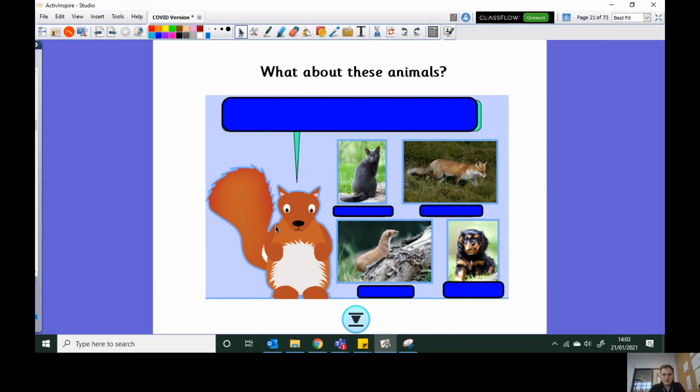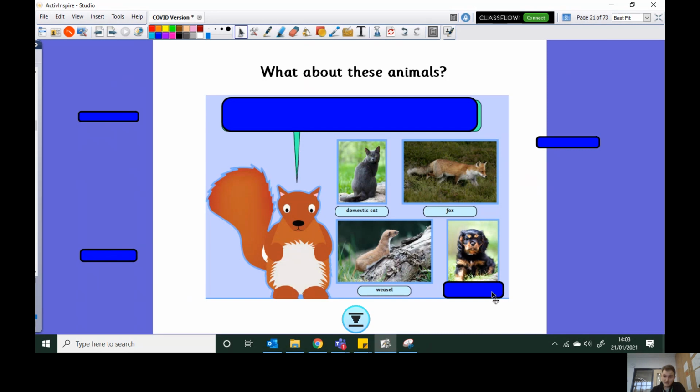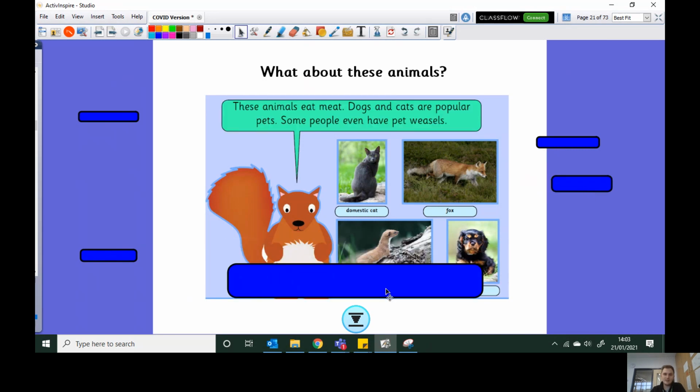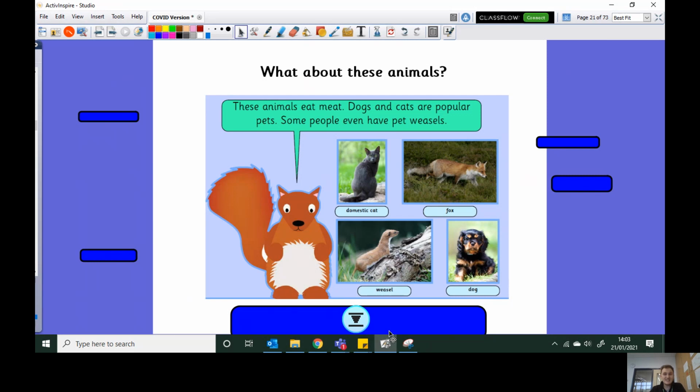What about these animals? Okay, my favorite. It's a domestic cat, just a cat. Domestic just means that it's a pet, not a wild cat. And we've got a fox. Any clues what that might be? Any ideas? It's a weasel. And last but not least, we know what that is. It's a dog. Now, these are meat eaters.